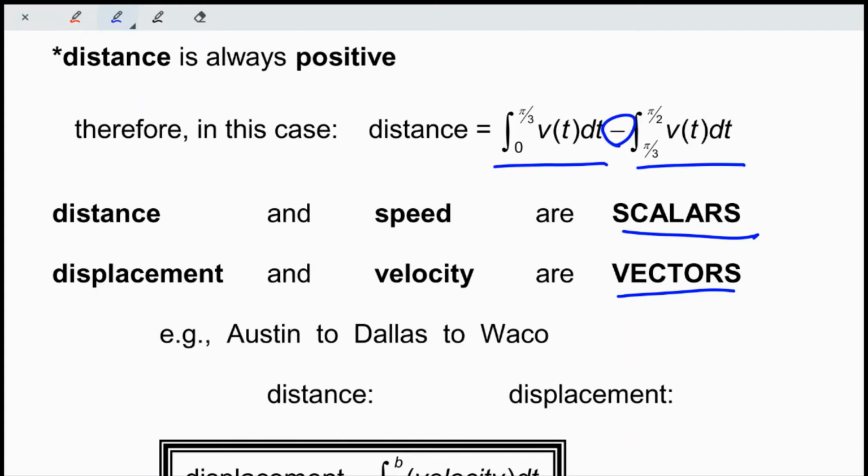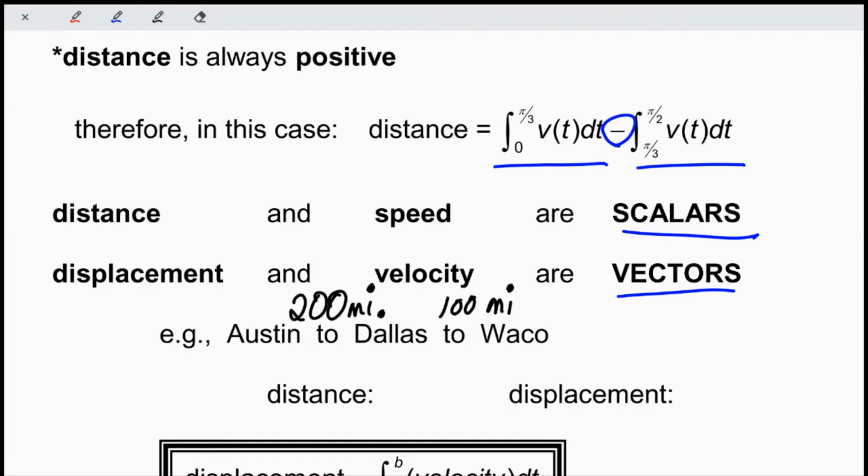Okay, so just to make it really clear, when we talk about distance versus displacement, I just wanted to show you a quick intuitive example here. So let's say Austin to Dallas, we're going to do this drive. Austin to Dallas is roughly 200 miles. So let's say we're going to drive from Austin to Dallas, and then we're going to drive back to Waco. Well, Dallas to Waco, again, this is just an estimate, is roughly 100 miles.